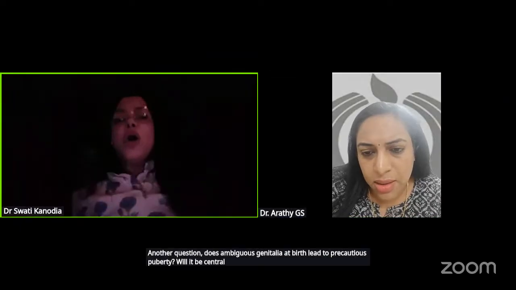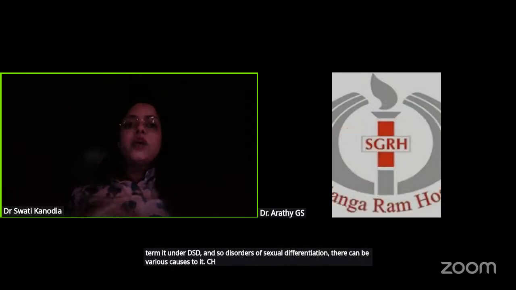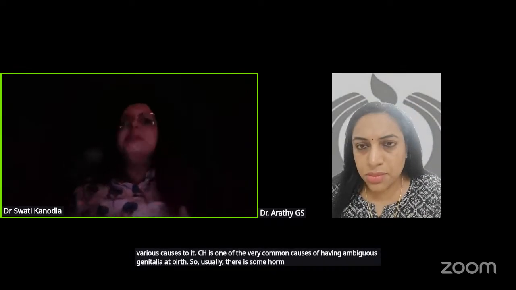Another question, does ambiguous genitalia at birth lead to precocious puberty? Will it be central? So now basically there can be various causes for ambiguous genitalia, and we term it under DSD, disorders of sexual differentiation. CAH is one of the very common causes of having ambiguous genitalia at birth. So usually there is some hormone deficiency rather than excess in ambiguous genitalia.